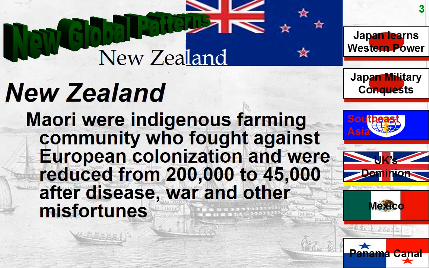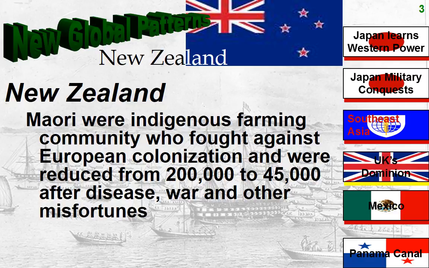Another colony down near Australia, New Zealand, was originally populated by a group of people called the Maori. While they didn't disappear, they essentially moved into the mountains, and they kept to themselves, and they established themselves and pretty much have kept their identity as an indigenous farming community.